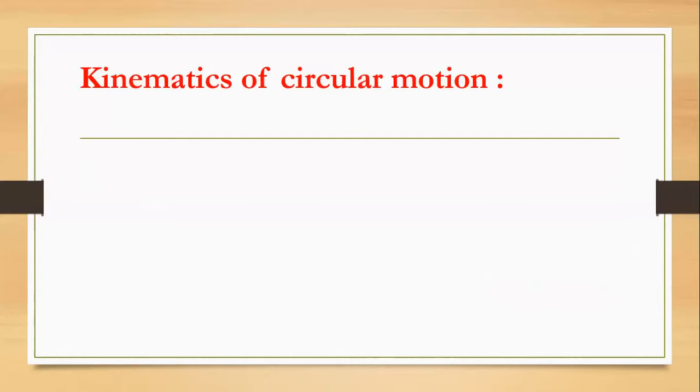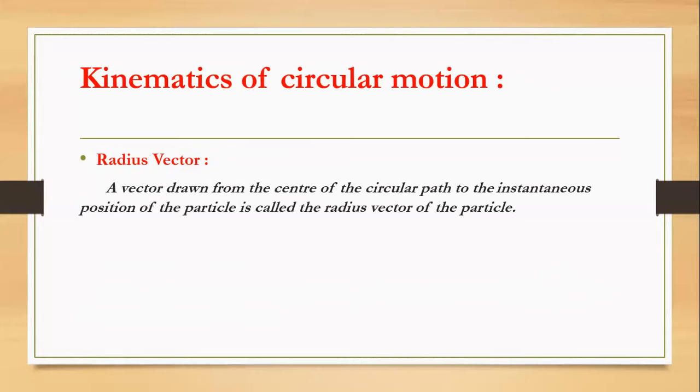Now let me learn kinematics of circular motion. What is kinematics of circular motion? Under this, there are some basic terms we have to learn, which help us while learning this motion. First one is the radius vector. Everybody knows what the radius means. Now what is the radius vector? Let us show the radius vector in a diagram.